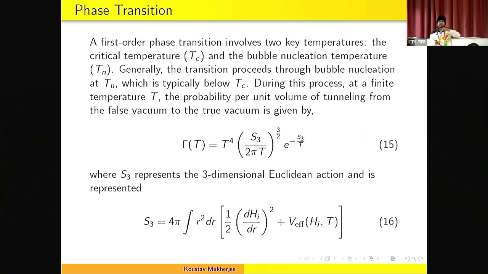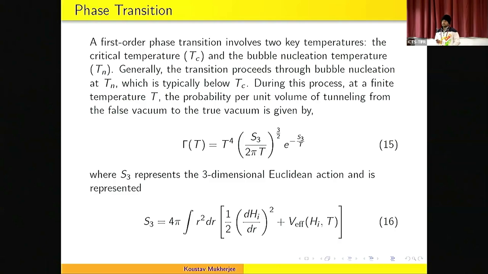Now, a first order phase transition actually involves two key temperatures. One is the critical temperature, which I told before. Another is the nucleation temperature, which is typically lower than this Tc. This transition actually proceeds through bubble nucleation, and the probability per unit volume, per unit time of tunneling from the false vacuum to the true vacuum is given by this expression.